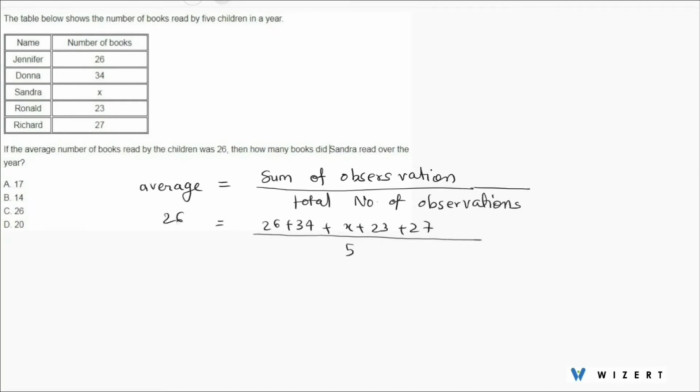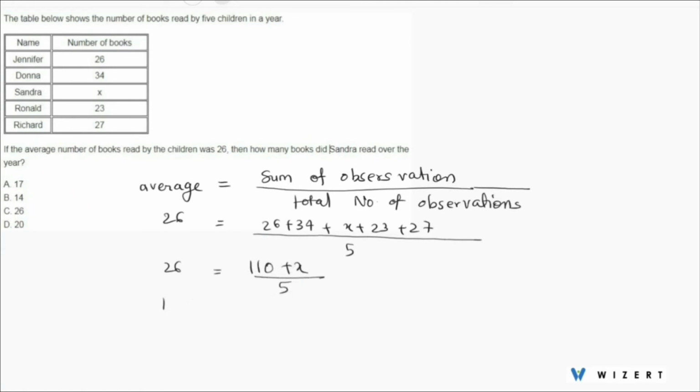average is given as 26. Now this is equal to, let's see, 26 equal to 34 plus 26 is 60, and 23 plus 27 is 50. So 60 plus 50 is 110 plus x, divided by 5.